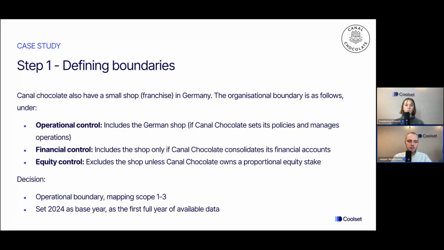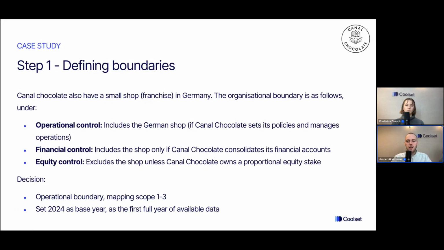There are 3 options. Starting with the premise that Canal Chocolate has a small shop and a franchise in Germany, the organizational boundary is as follows. You either have operational control, which would include the German shop, if Canal Chocolate sets its policy and manages its operations. Under financial control, you include the shop only if Canal Chocolate consolidates its financial accounts, so if it also accounts for the franchise. And then you have equity control, which would exclude the shop unless Canal Chocolate owns a proportional equity stake. So that's how to approach this part.